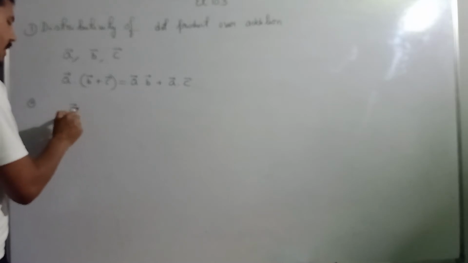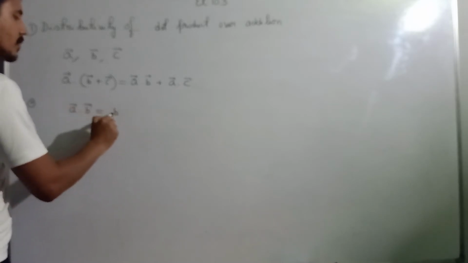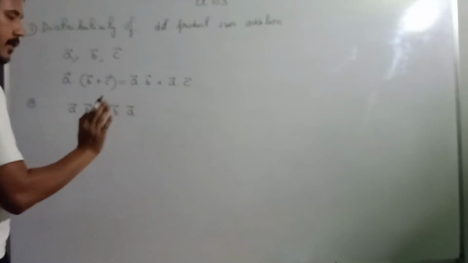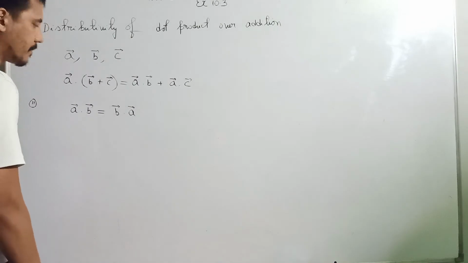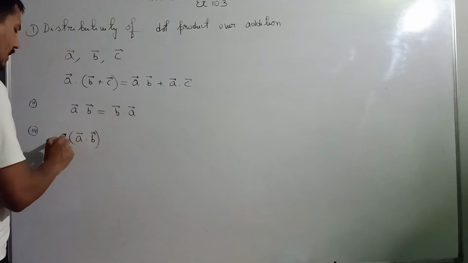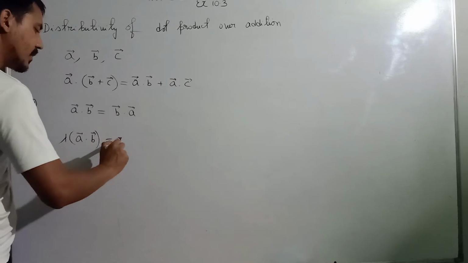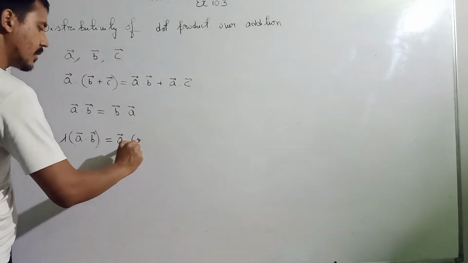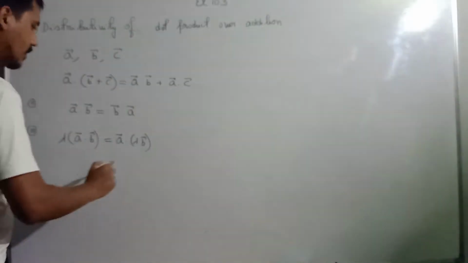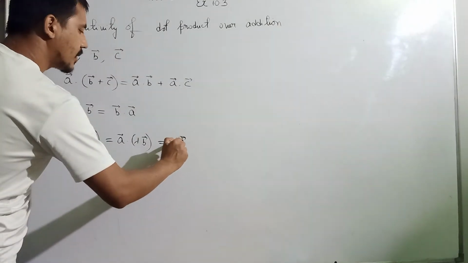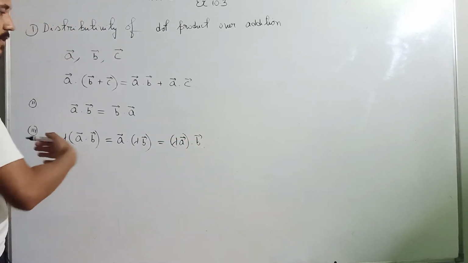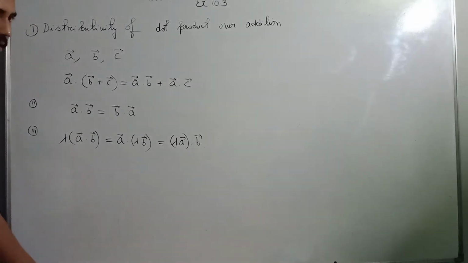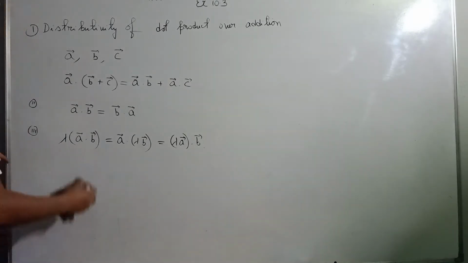The second one: dot product satisfies the commutative property, which means A dot B is always equal to B dot A. The third one: multiplying this dot product with any scalar, we can write A dot lambda B, or we can write this as lambda A dot B. This property also holds if lambda is any scalar. So these are the few properties that we need to keep in mind.